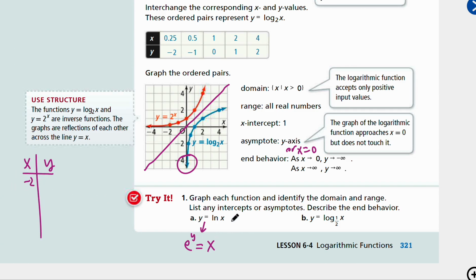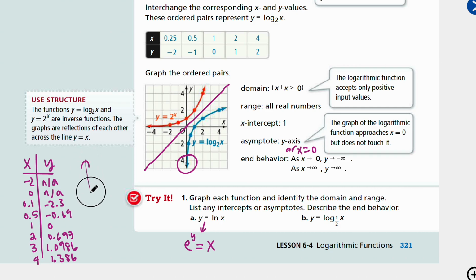So you can make a table for the graph. You'll see that when x is -2, natural log will be undefined. So -1, 0, they're all undefined. But then if you have a fraction, say 0.1, you have -2.3, 0.5 will be -0.69, and then 1 would finally be 0, and then 2 would have a positive number, 0.693147, 3 is 1.0986, 4 is 1.386.